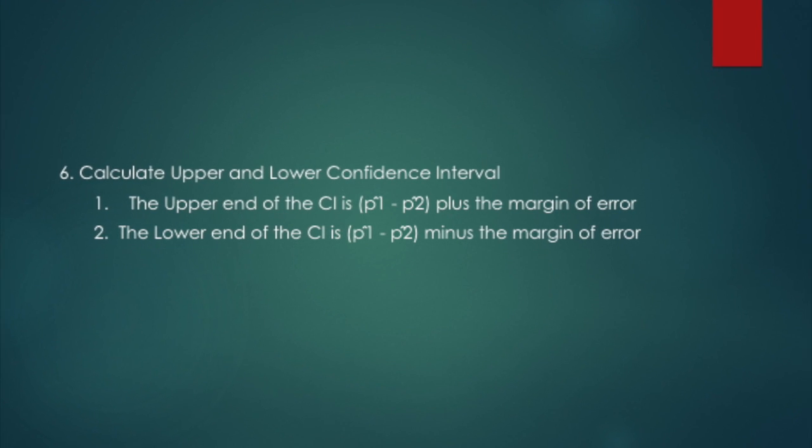Now we need to use the difference between the sample proportions we found earlier to calculate the upper and lower ends of our confidence interval. The difference between our sample proportions we found earlier was 0.32 and the margin of error we just found was 0.13, which makes our confidence interval 0.32 plus or minus 0.13. This makes the lower end of our CI 0.19, or 19%, and the upper end of our CI 0.45, or 45%. This means the difference in these percentages is somewhere between 19% and 45% based on our sample.